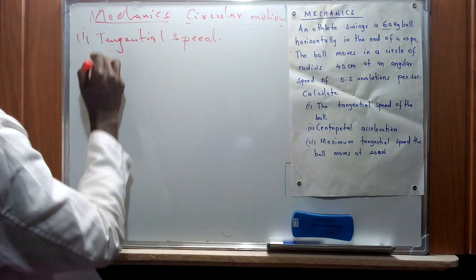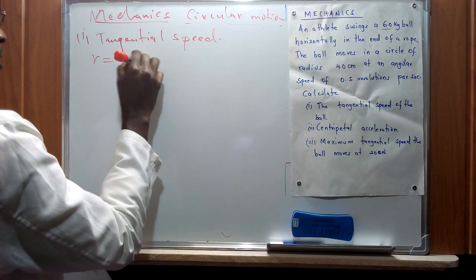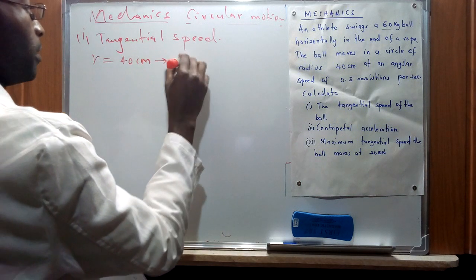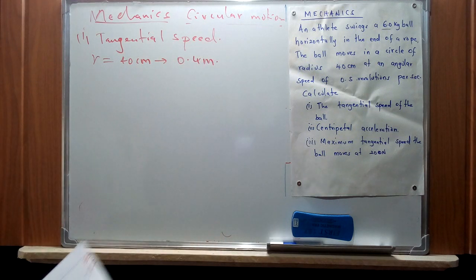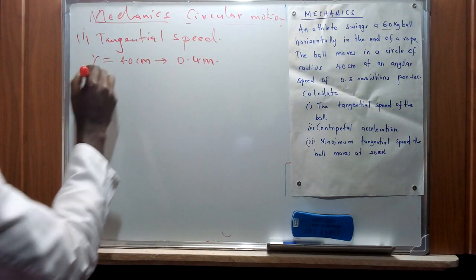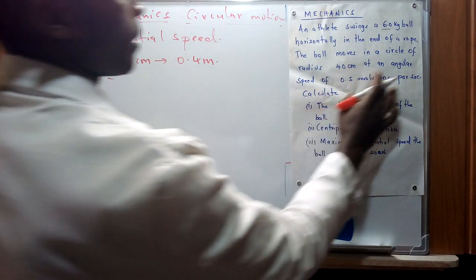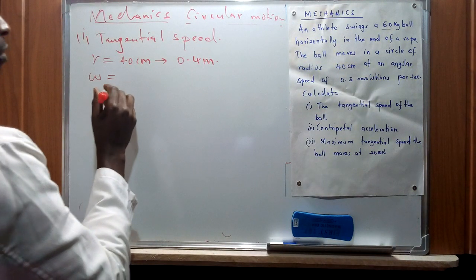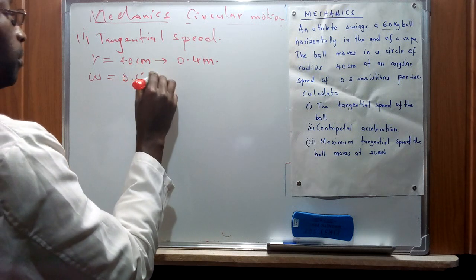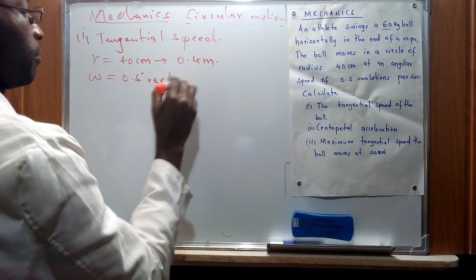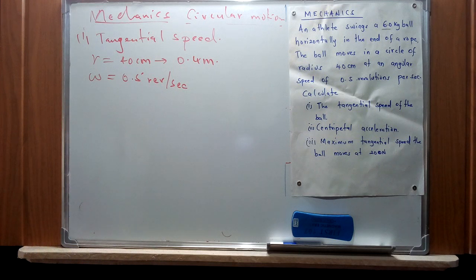And we have been given some information, which is a radius of 40 centimeters. Now we convert this to a standard unit, which is 0.4 meters. And then we are given omega, the angular speed, which is 0.5 revolutions per second. We said one revolution is equivalent to 360 degrees. Therefore, when we are finding omega, this is just a fraction, so we're going to calculate this omega in pi radians.